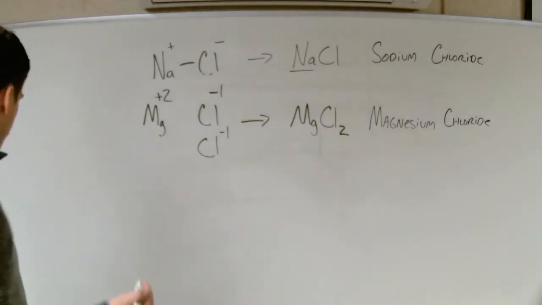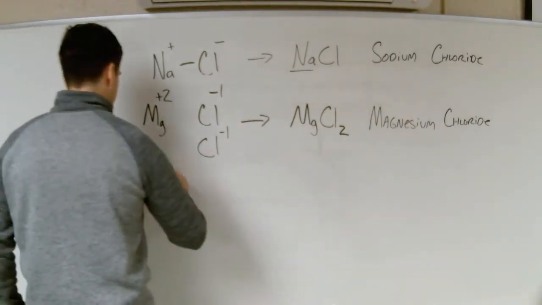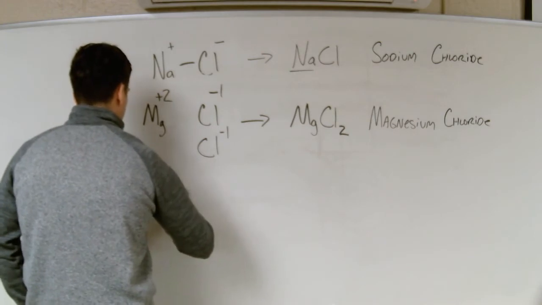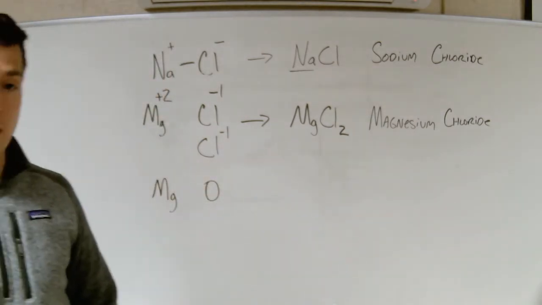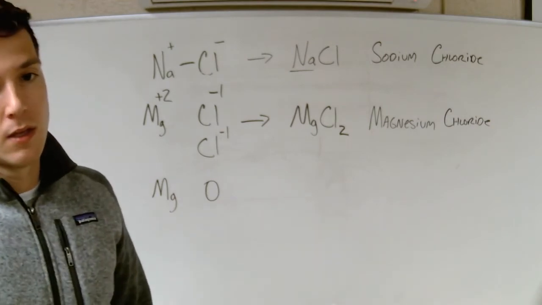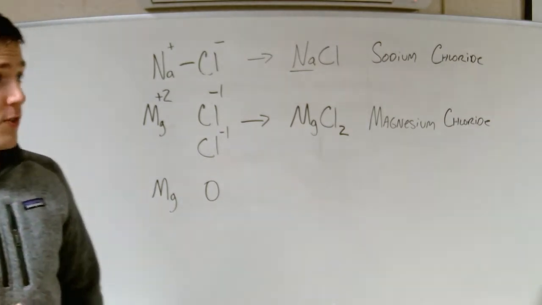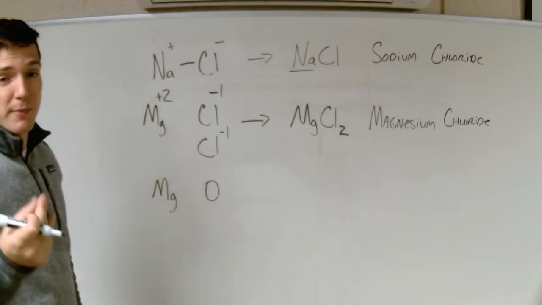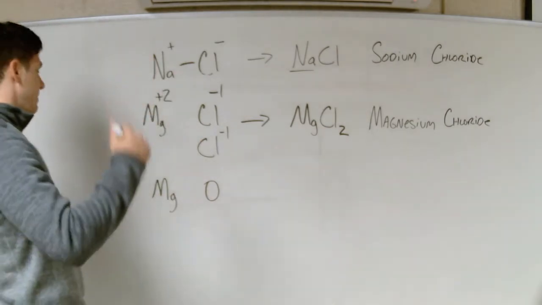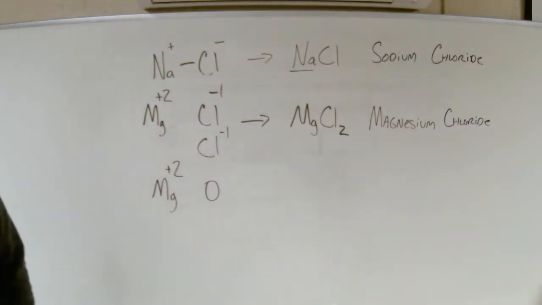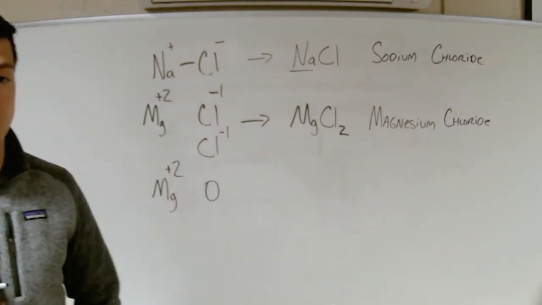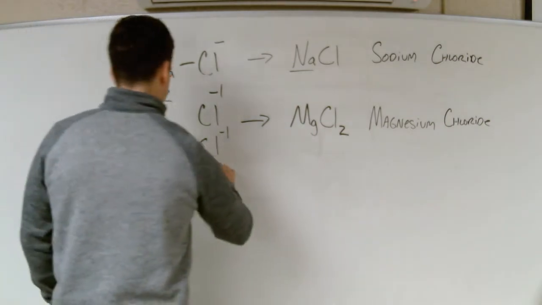Let's do another one, a little trickier one. How about magnesium and oxygen? We gotta look at the charges first, right? When we want to combine these ions, we gotta make sure they are neutral. Magnesium has a +2 charge. Oxygen has a -2 charge.